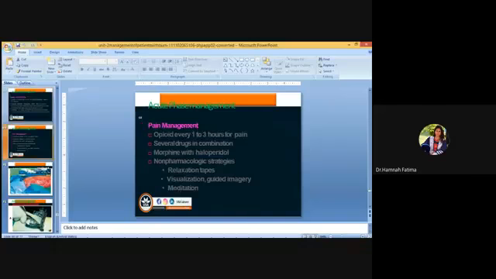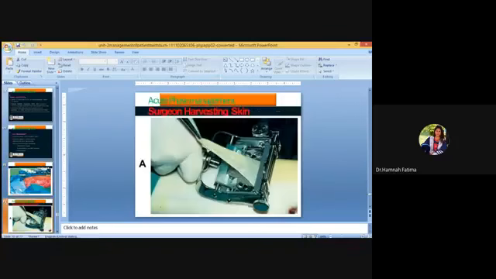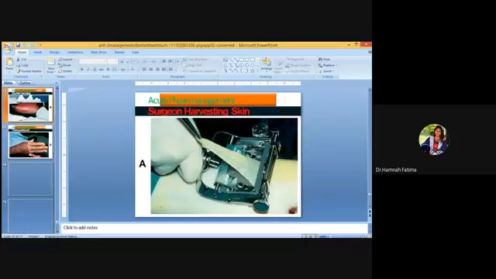For the pain management, opioid every 1 to 3 hours for pain, several drugs in combination, morphine with haloperidol, non-pharmacological strategies, relaxation, visualization, guided imagery, meditation. Right. This is showing you a surgeon harvesting skin.